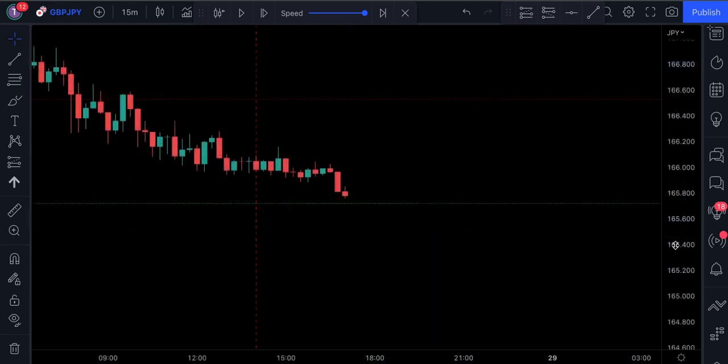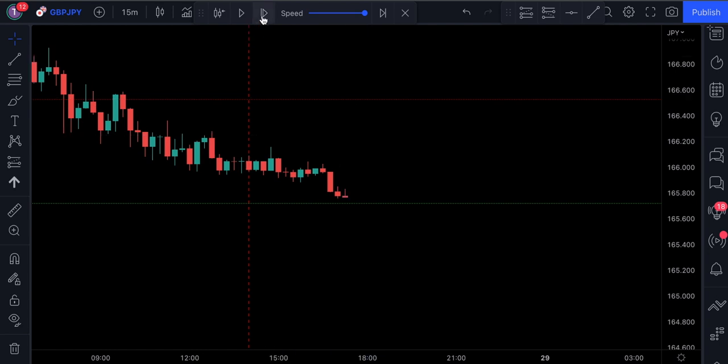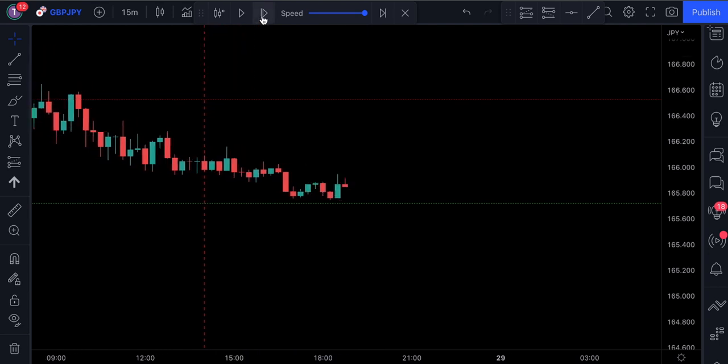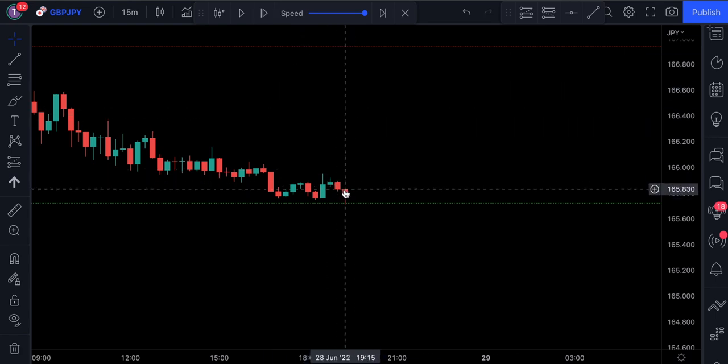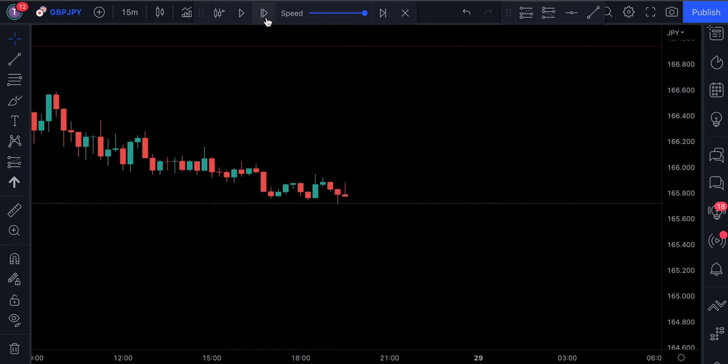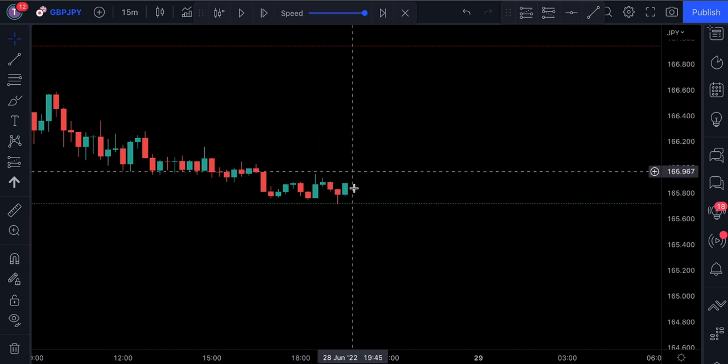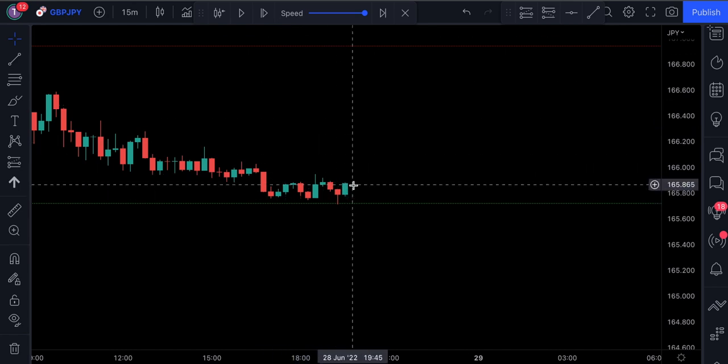Okay, let me give you another example. We see the price action is moving towards this level of support. And we finally have a bearish candlestick that touched the line. Okay, here we can see that the bullish engulfing candlestick is formed and the rules for entering a long trade are valid.